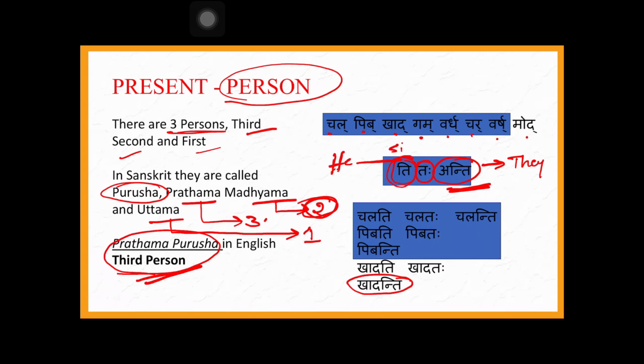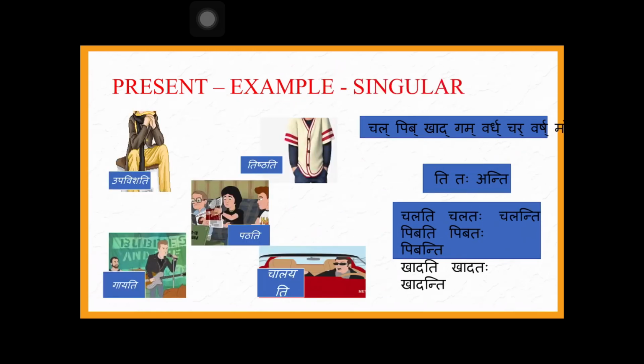I'll write over here, singular and plural. Okay, sah balakah khadati, balakah khadanti, or Sita pibati, Sitah pibanti. That's the difference between ti and anti. This is a major point.